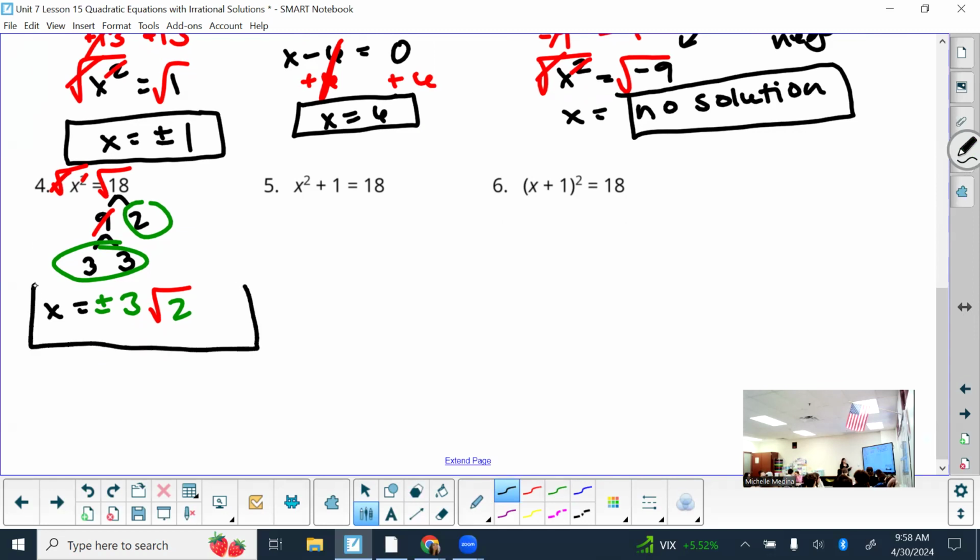So how many solutions is this? 2 still, because it's positive 3 radical 2 and negative 3 radical 2. Anytime it's a plus or minus, it's 2.